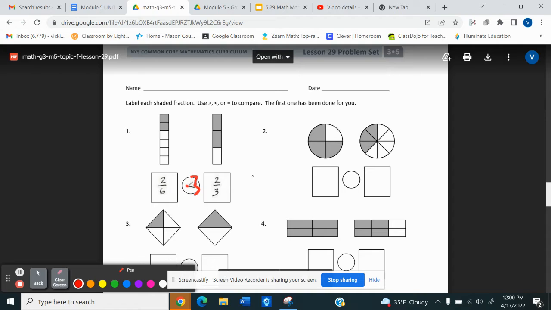All right, next one says we have, it looks like 3 shaded out of 4, plus, and then we have, let's count, let's see here. So we have 1, 2, 3 fourths. And we have 1, 2, 3, 4, 5, 6, 7, 8. So we have 3/8, and it's obvious that 3/4 is greater than.